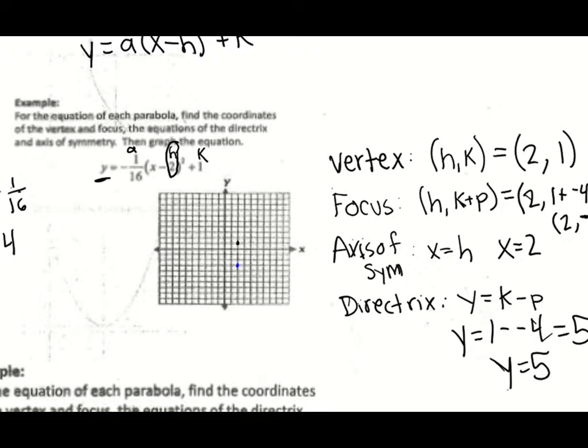My axis of symmetry is x equals 2, so that is my line at x equals 2. And the last thing I need to graph is my directrix, which is at y equals 5. Go up 1, 2, 3, 4, 5. That's right here. So I have a straight line across at y equals 5.